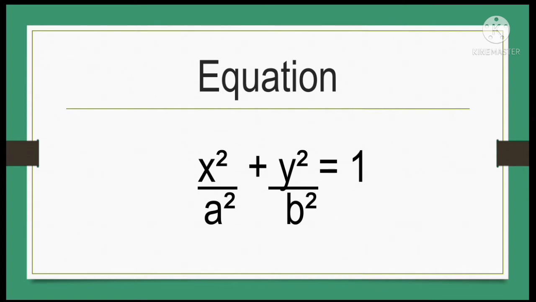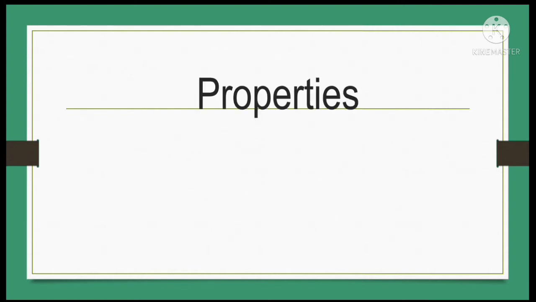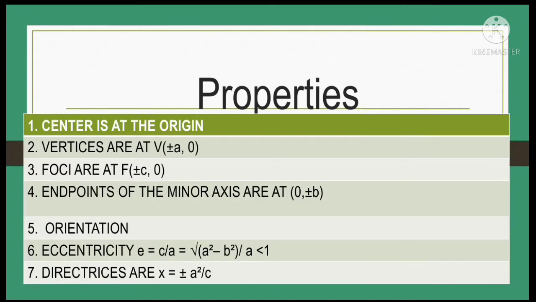In the ellipse, we have two types of equation in standard form. First is x squared over a squared plus y squared over b squared equals 1. This equation helps us determine the orientation of the ellipse if we were going to graph it. In that first equation, we have these properties. Again, the center is at the origin, the vertices are at (±a, 0), the foci are at (±c, 0), and the endpoints of the minor axis are at (0, ±b).